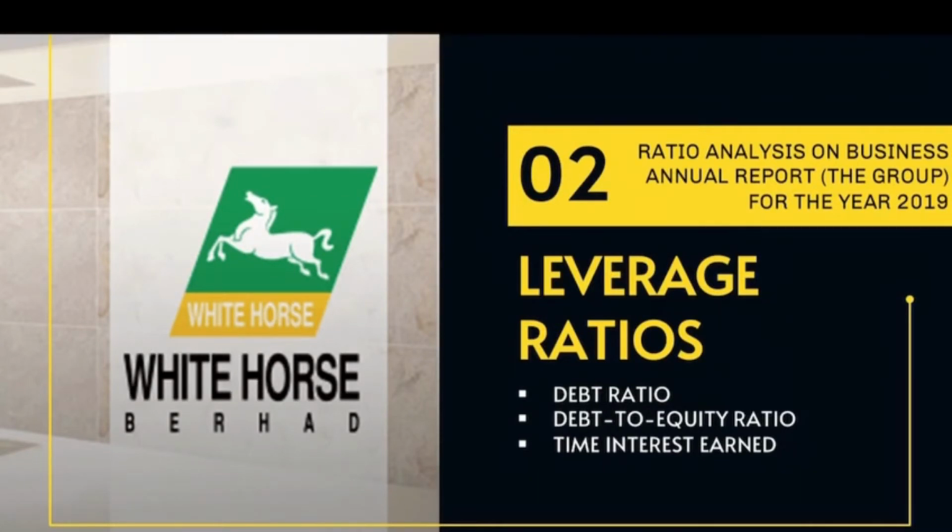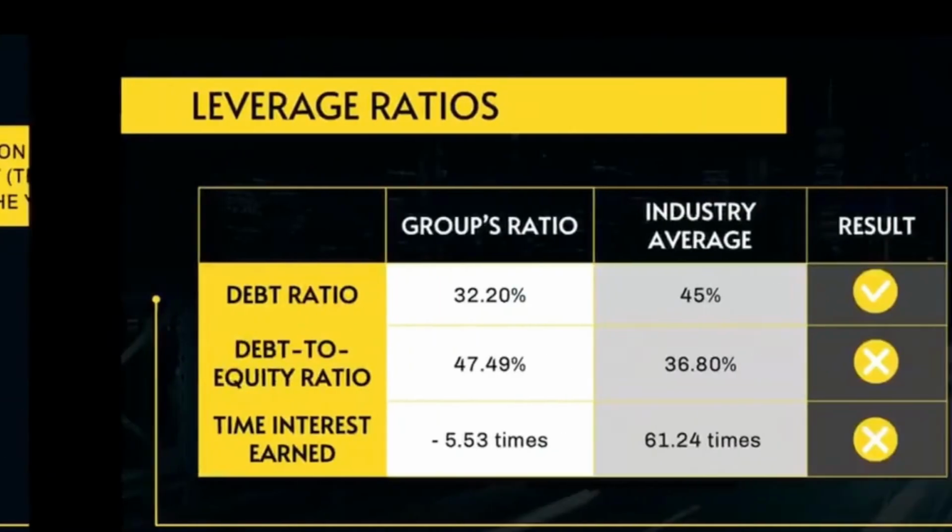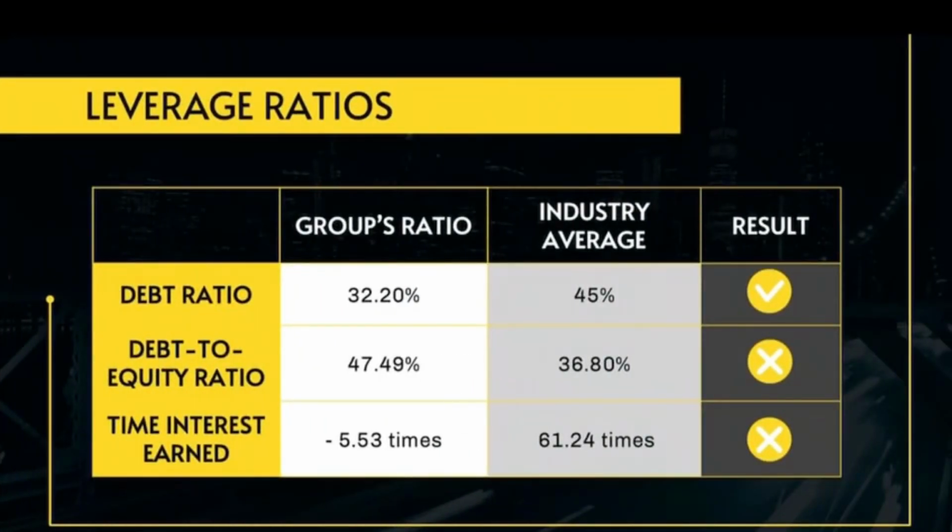So I will continue with the second ratio analysis, leverage ratio. Leverage ratio is any one of many financial metrics that examines how much capital comes in the form of debt, or assesses the willingness of a business to fulfill its financial obligations. It consists of debt ratio, debt to equity ratio, and times interest earned. First, debt ratio. As shown above, WhiteHorseBhd5M's debt ratio is 32.20%, which is lower than the industry average of 45%. It shows a good result.